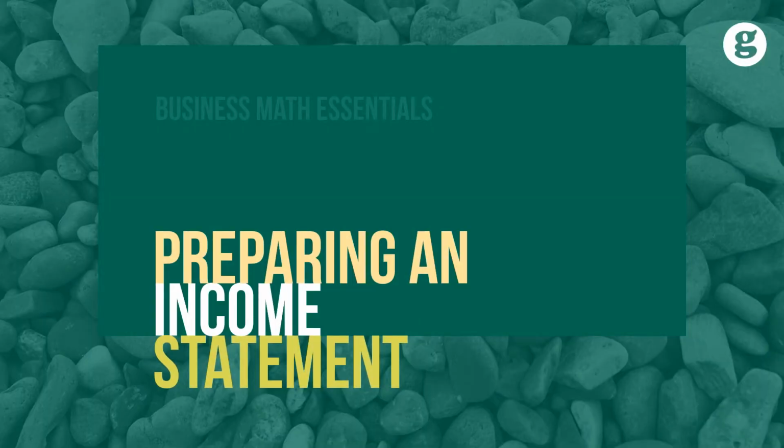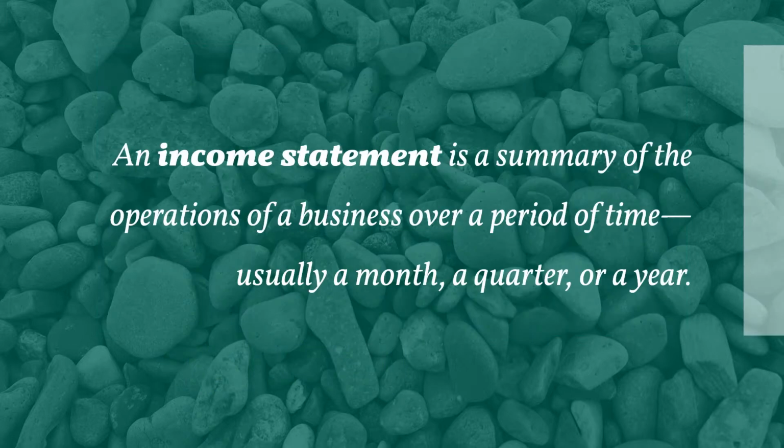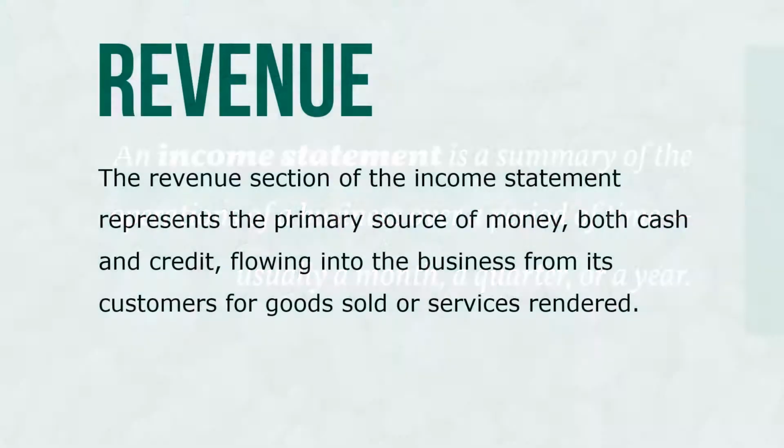Let's take a look at preparing an income statement. An income statement, also known as an operating statement or profit and loss statement, is a summary of the operations of a business over a period of time, usually a month, a quarter, or a year.